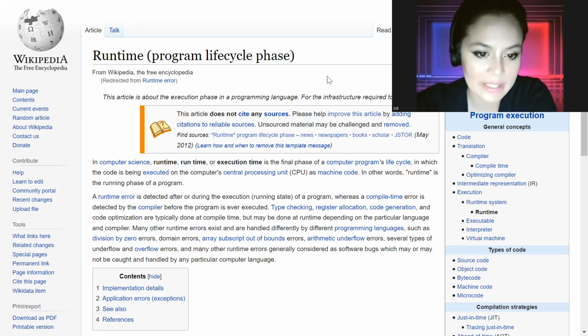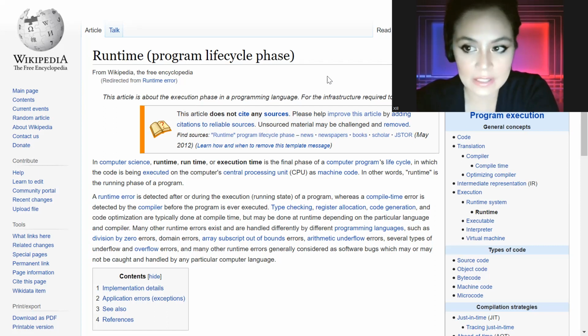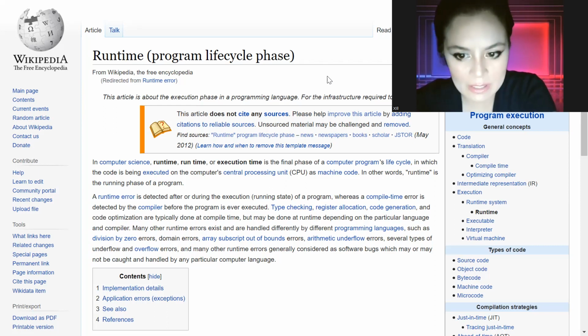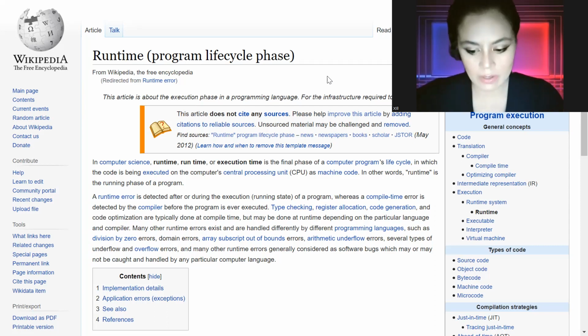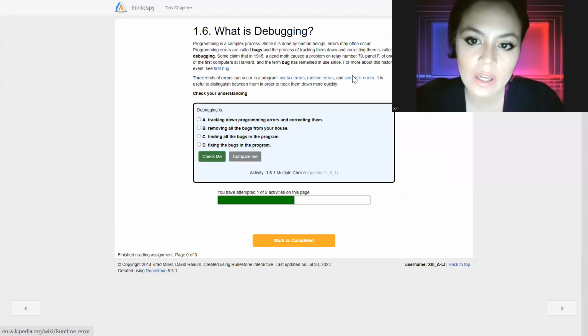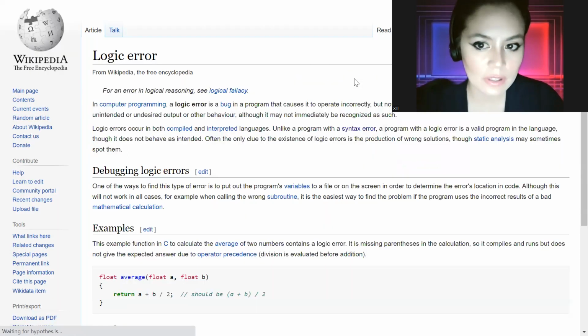A runtime error is detected after or during the execution running state of a program, whereas a compile time error is detected by the compiler before the program is ever executed. Neato. Semantic errors would be a form of logic error.